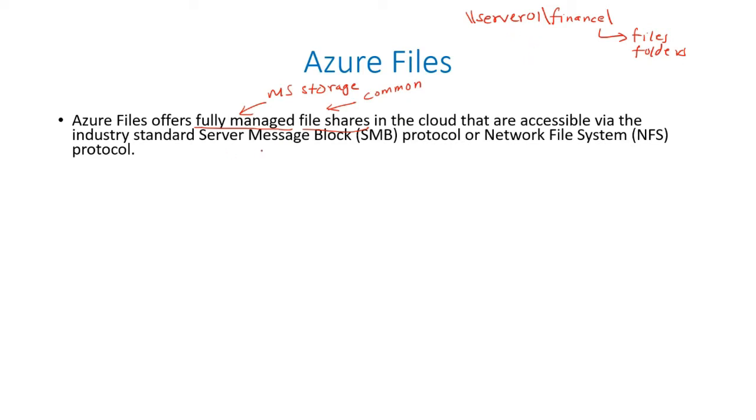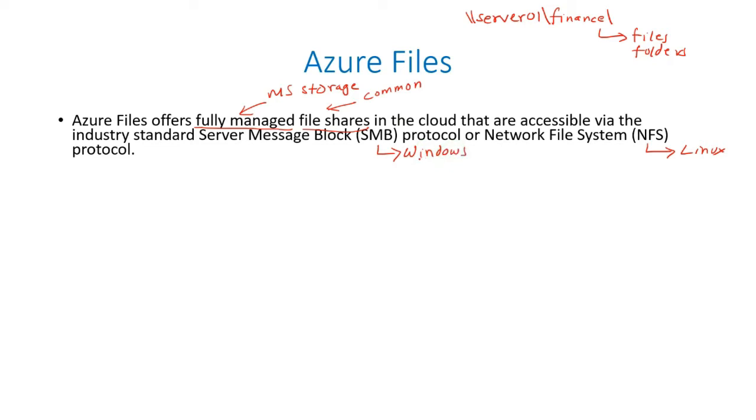So how are we going to access it? What protocols are required for the access of this file share that will be created? There are two protocols. One is the SMB protocol, which is for Windows, and the other is the network file system, NFS, which is for Linux. SMB is for Windows.